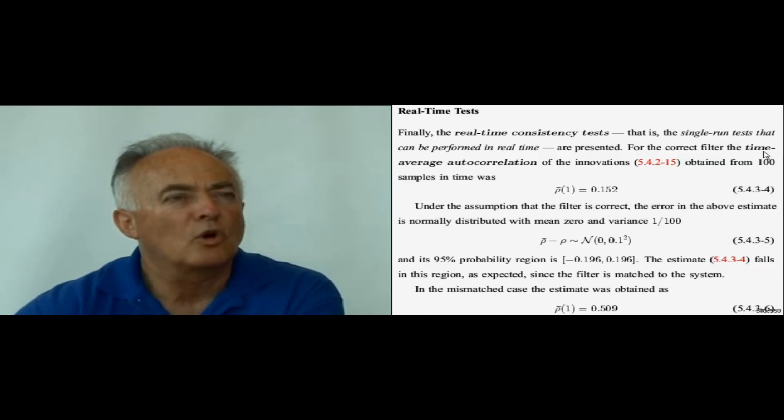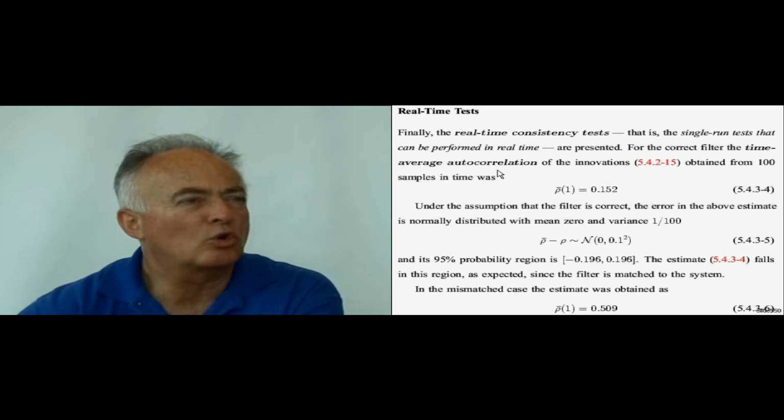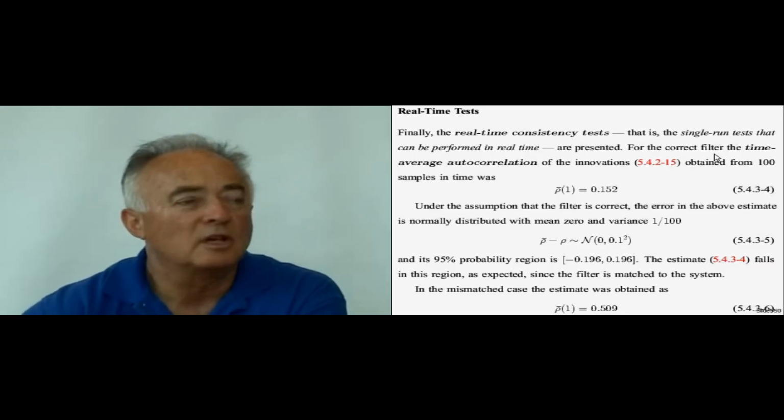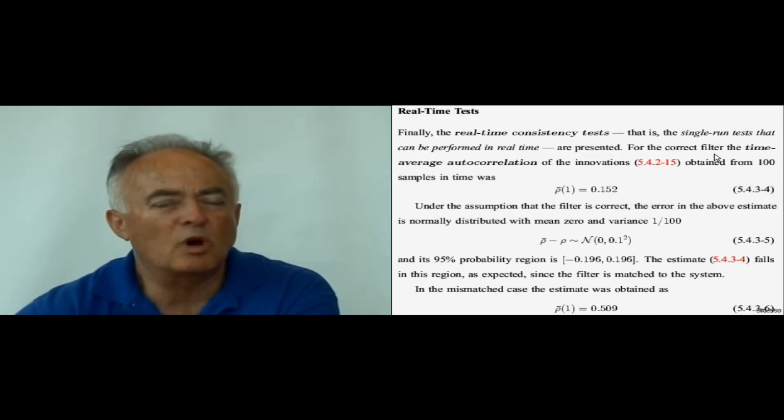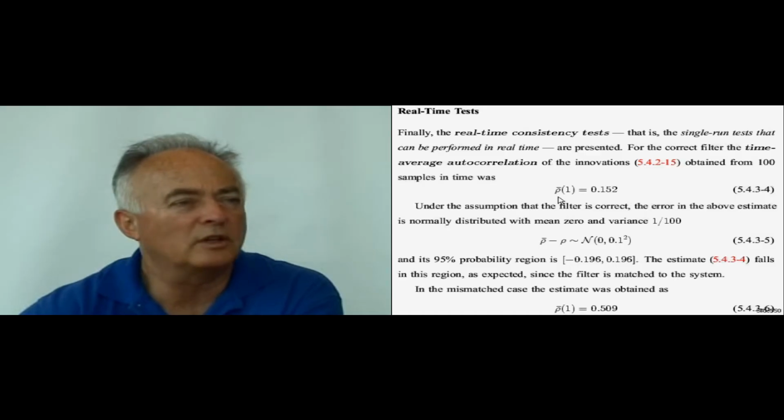First, let's look at the time average autocorrelation of the innovations obtained from 100 samples for the correct filter. Again, it should be 0, but it's not going to be 0. So for one run on the correct filter, the average autocorrelation one step apart is 0.15.